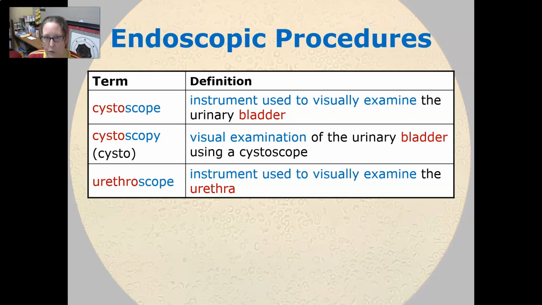And then lastly, for our endoscopic procedures, a cystoscope is an instrument that is used to visually examine the urinary bladder. It's inserted through the urethra. Cystoscopy is the visual examination of the urinary bladder using a cystoscope, and a urethroscope is an instrument that is used to visually examine the urethra.